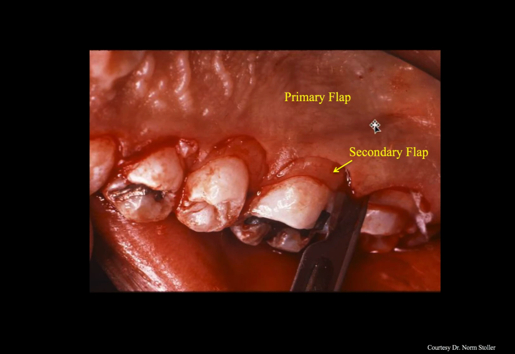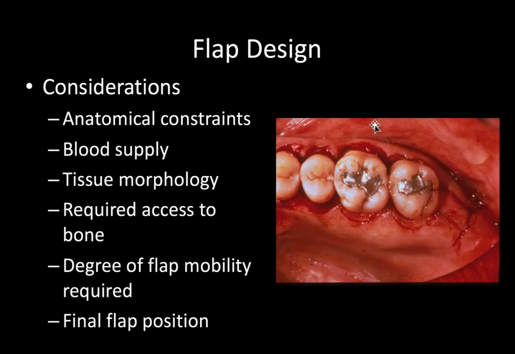Now, anytime we're considering our flap design, we have to take into account multiple factors. First, we need to think of anatomy in the area. Are there any potential blood vessels, any potential nerves that we could potentially harm by our flap design? Second, we need to think about blood supply and how to maximize that to the flap. And we're going to look at that in a following slide. Third, we look at tissue morphology. Does this tissue need to be thinned, or is it of adequate thickness as it stands?